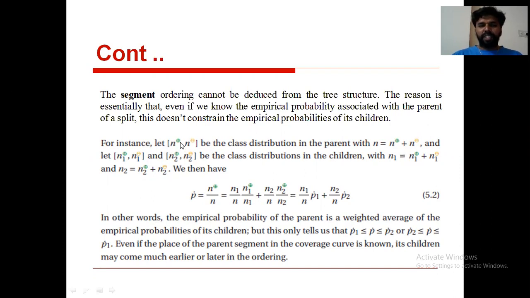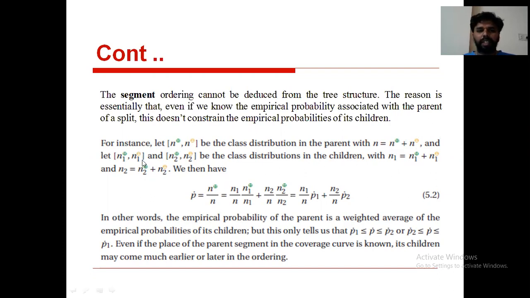Here, positive is represented by n plus, that is green color, and negative is represented by n minus, that is orange color. Right? There are two classes. Observe this: n positives and n negatives. Here, the parent for n positives and n negatives is n. N is equal to n positives plus n negatives.